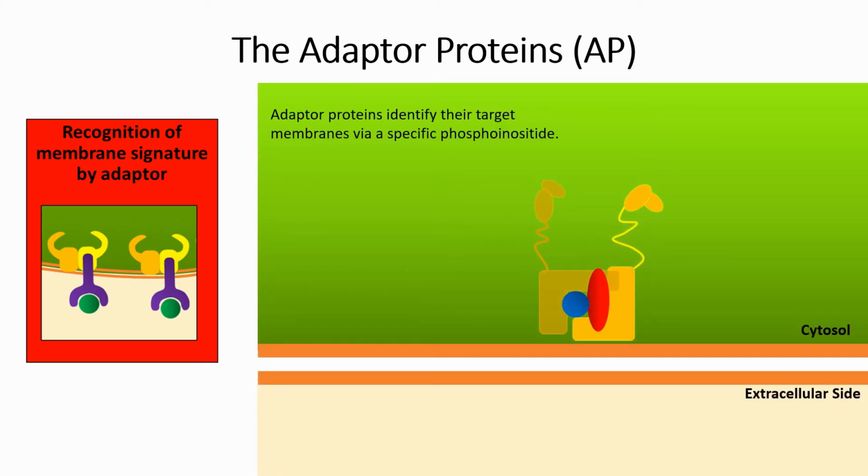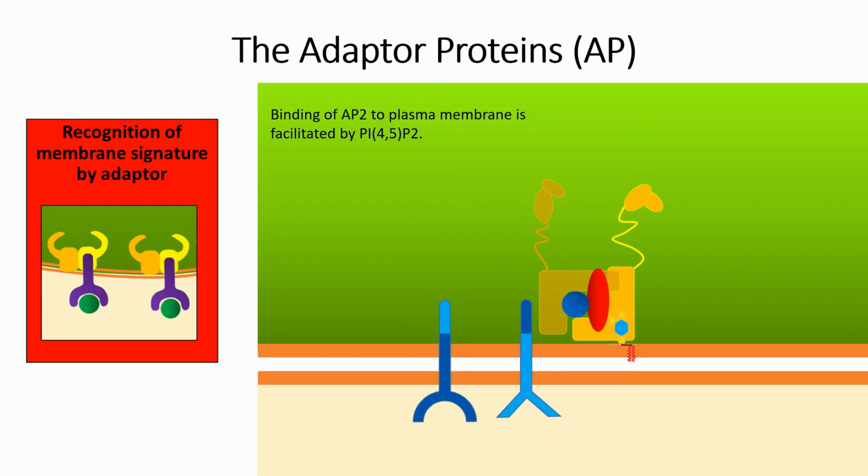Adapter proteins identify their target membranes via a specific phosphoinositide. In future, we will refer to phosphoinositide as PI. Binding of AP2 to plasma membrane is facilitated by the phosphorylated form of PI at positions 4 and 5 of its sugar. Each membrane has specific identity owing to different types of PI.